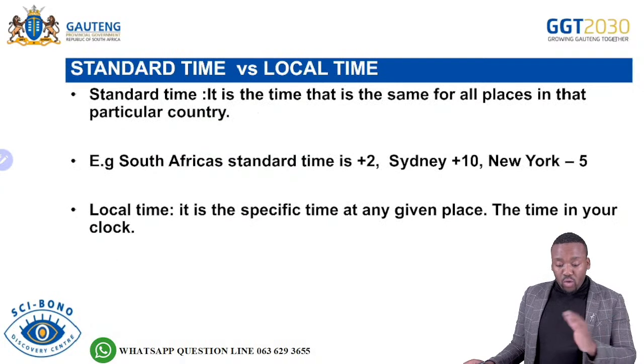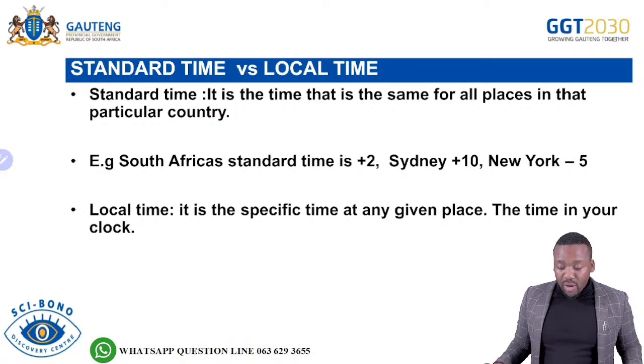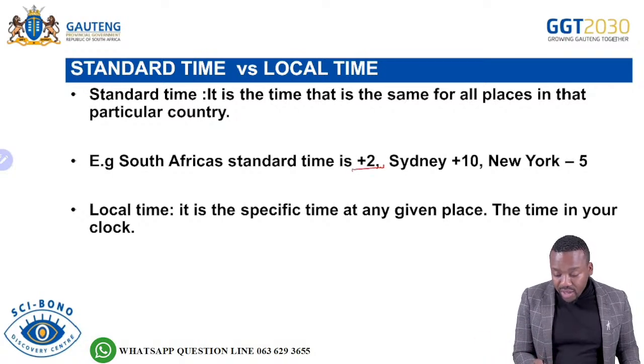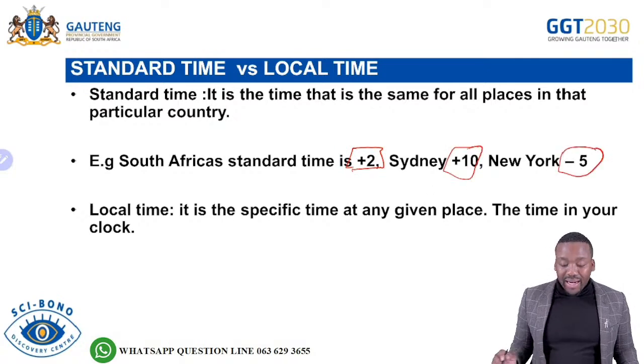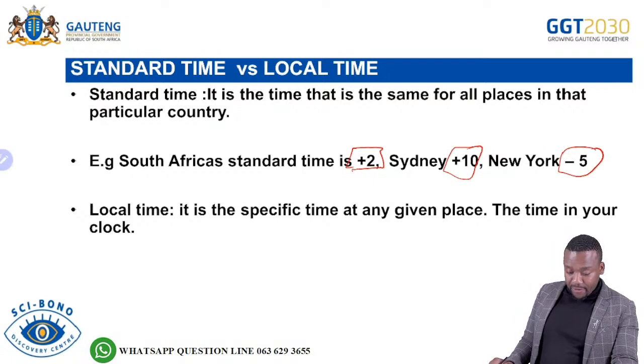Then we've got the two concepts, standard time and local time. I said standard time is the time that is the same for all places in that particular country. For example, in South Africa, what is our standard time? We calculate our time at +2. Sydney, they calculate their time at +10. New York at -5. So this is the time zone of one particular country.